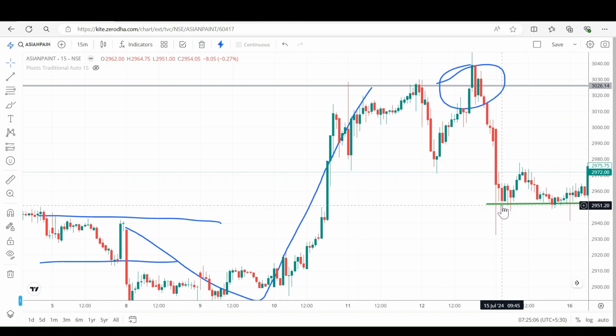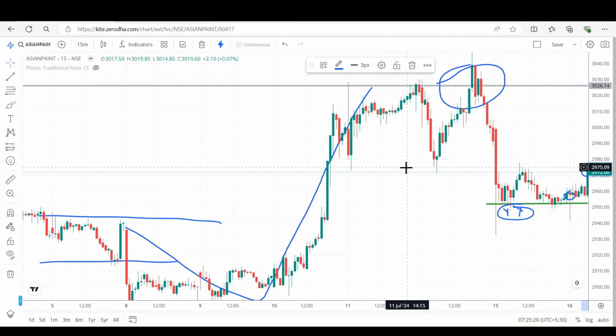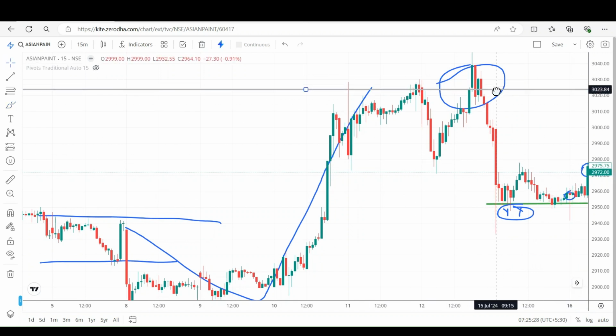In this area, see, a lot of support is there, and on this hammer the market hits below this support line and takes away all the SL. After that, what happens? Breakout. And suppose here you take a buy trade, then what can be your target? The target can be this area.